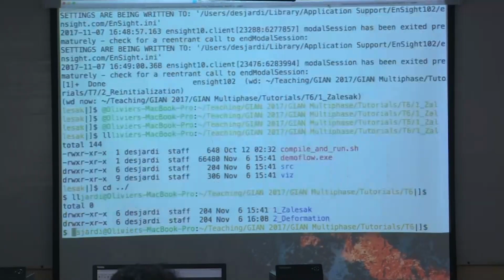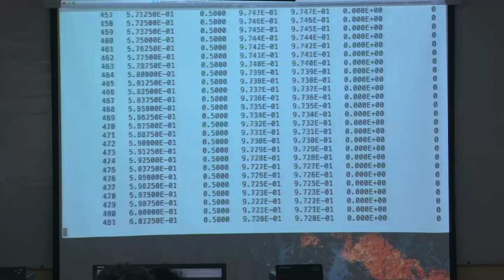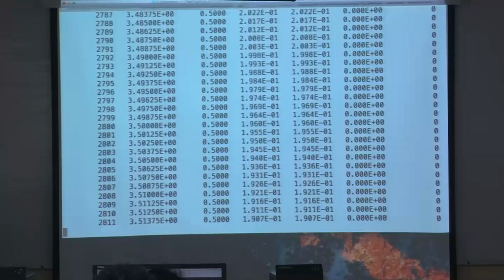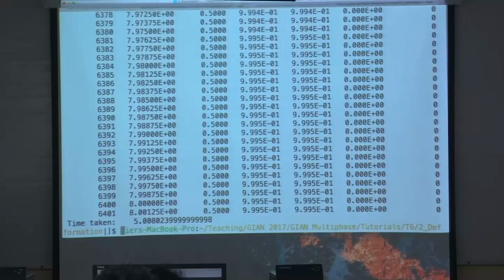Nine seconds of runtime with reinitialization; without reinitialization, it takes 5 seconds. We estimated that we should have about a factor of 2 in time because every 10 steps of our transport equation, we perform 10 steps of our reinitialization equation. That's kind of what we're seeing. This corresponds to the expectations.